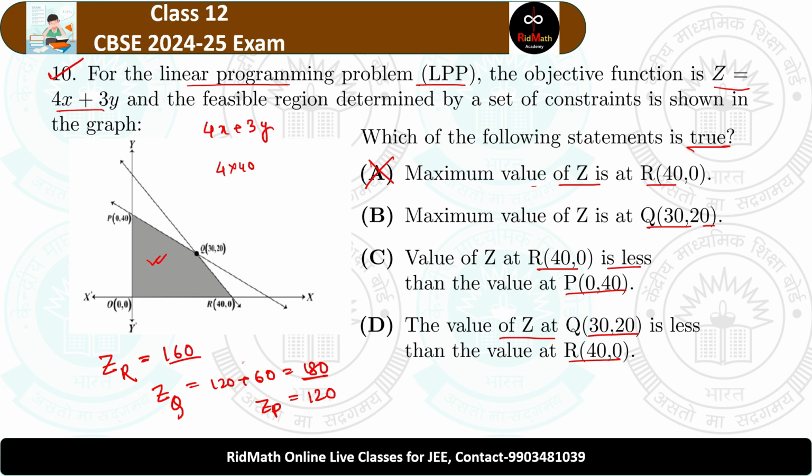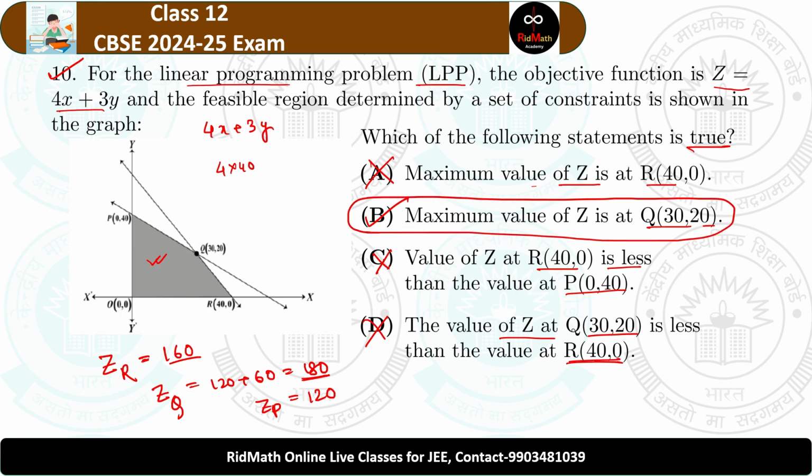Okay, option number B, maximum value of z at Q (30, 20), this is correct. Option number C, value of z at R is less than value at P. This is not correct. Value of z at Q is less than value at R, because Q is highest, so it cannot be less than anything, so D is also incorrect. So B option is correct. Maximum occurs at (30, 20), that is point Q.